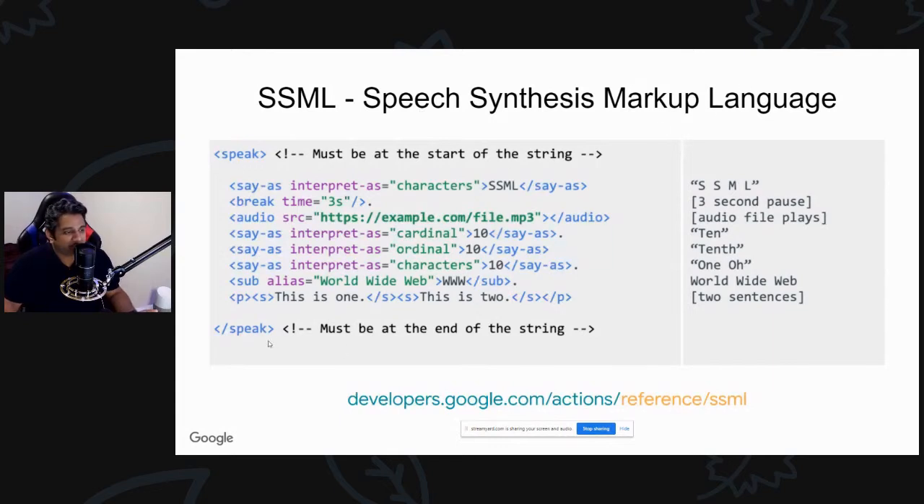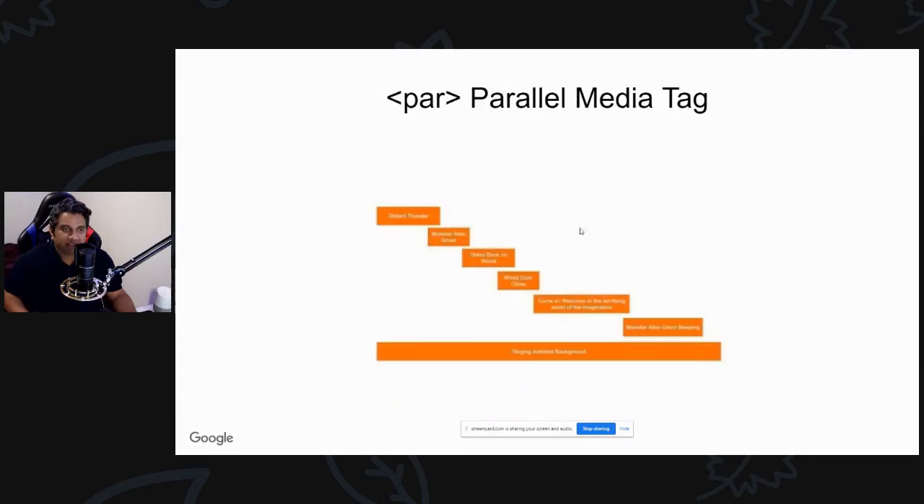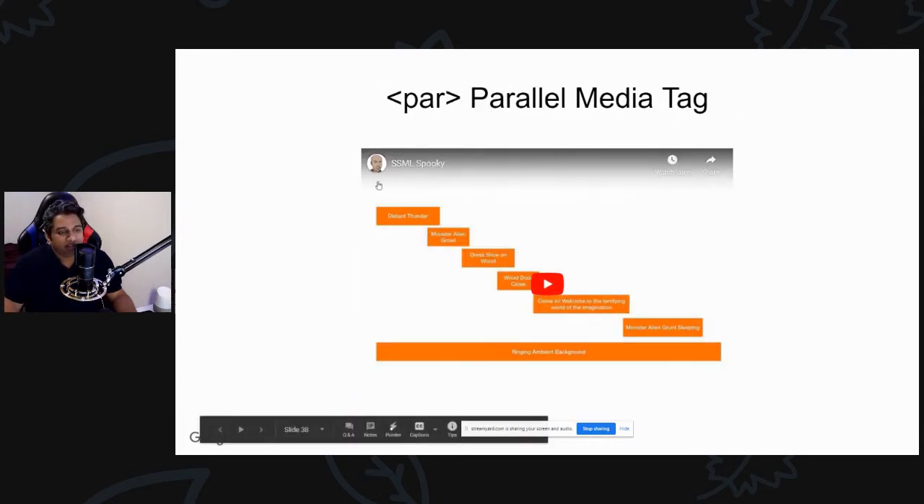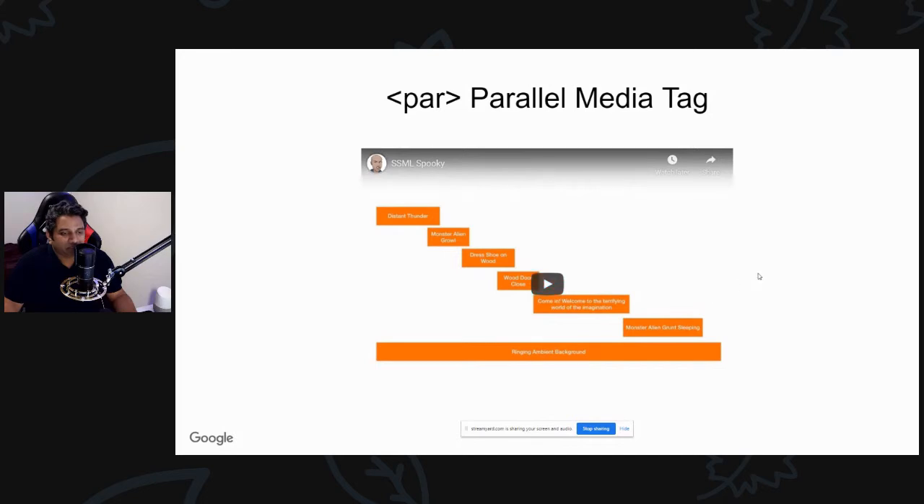So just like HTML, you can actually provide speak. So this must be the start. So within that, you can provide say-as, interpret-as characters. So this one would be read as S-S-M-L instead of actually trying to make a word out of this. Then break time 3 seconds means, okay, after saying SSML, it will give a break for 3 seconds and then play this audio file. And the same way, that's how this specific example was built.